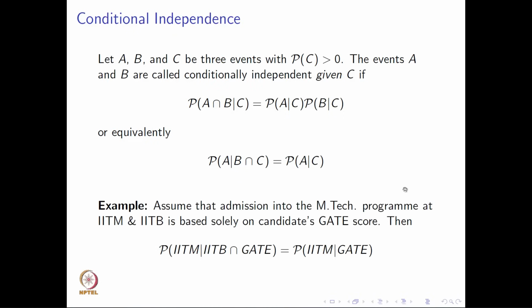Let us consider an example. Assume that admission into the MTech program at IIT Madras and IIT Bombay is based solely on the candidate's GATE score. Then, probability of admission into IIT Madras, given knowledge of the candidate's admission status in IIT Bombay as well as the candidate's GATE score, is equivalent to the probability calculated simply knowing the candidate's GATE score. Thus, knowing the status of the candidate's admission into IIT Bombay does not provide any extra information. Hence, since the condition is satisfied, we can say that admission into the program at IIT Madras and admission into the program at IIT Bombay are independent events given knowledge of the candidate's GATE score.